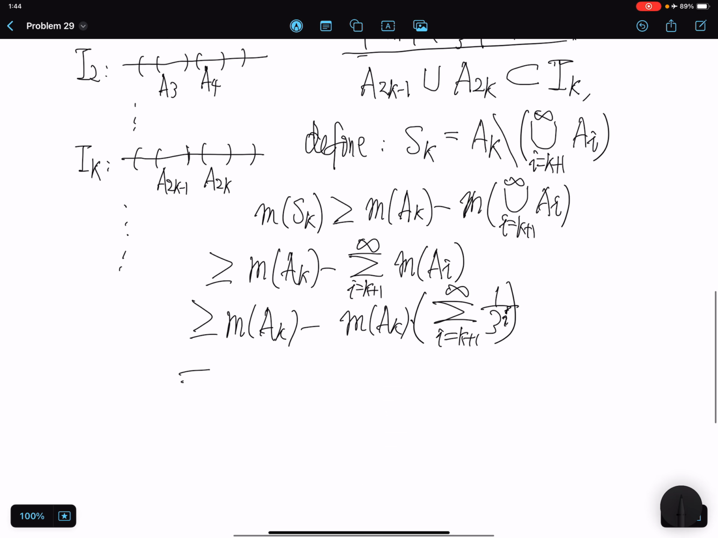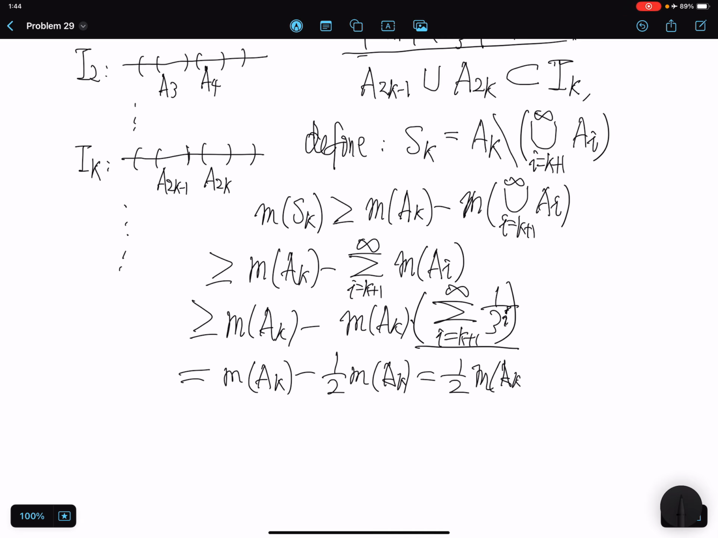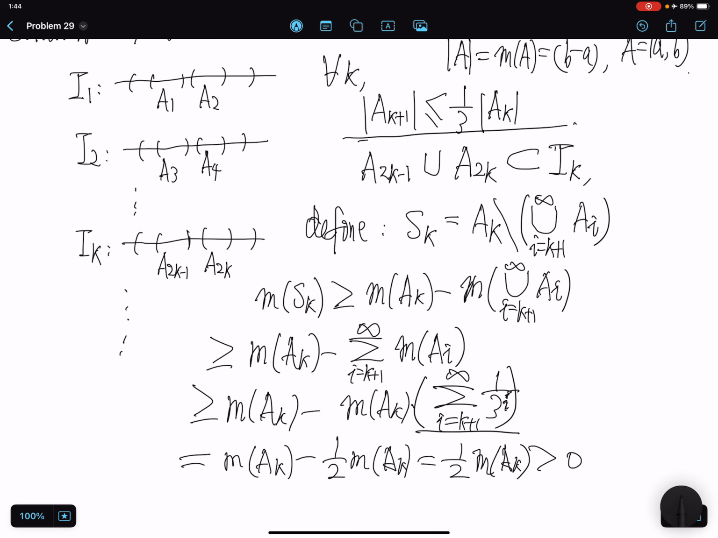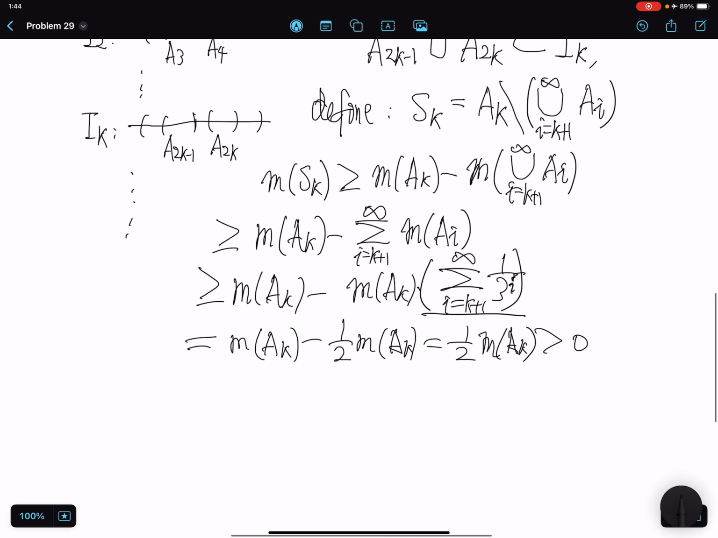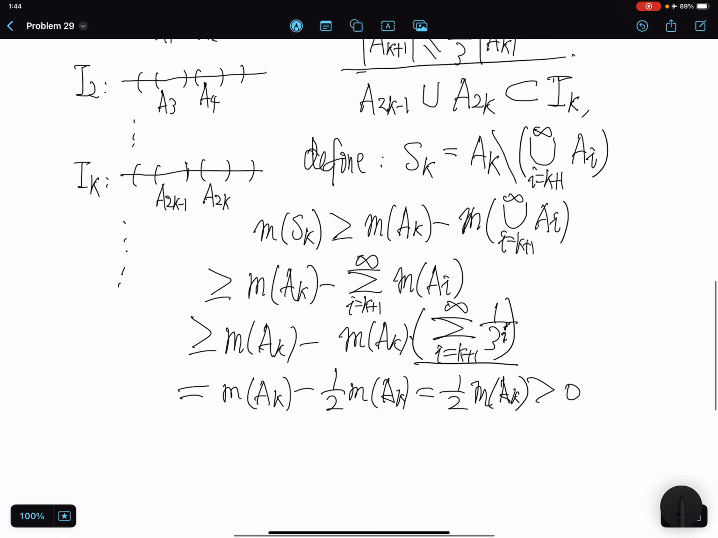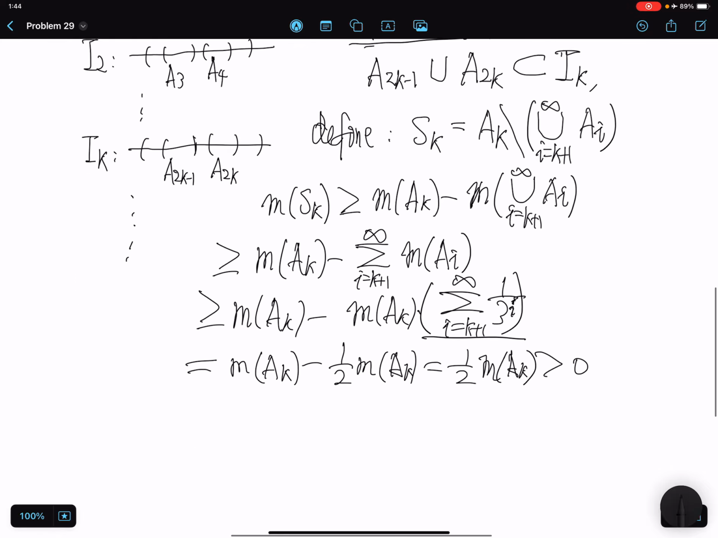So if we calculate this, this is a geometric series. The sum is 1/2 of the measure of A sub k, which is greater than 0, right? Because the way we make A sub k is a non-empty subinterval. So from here now we're ready to construct our E, the final E, right?